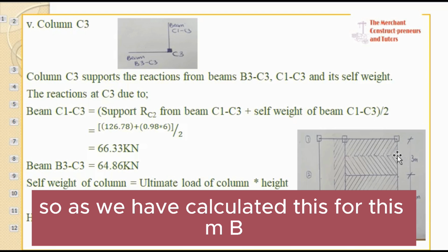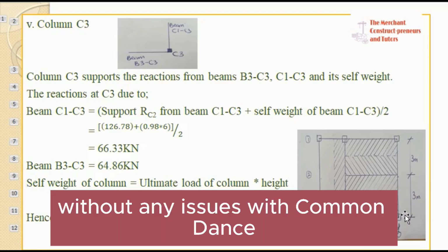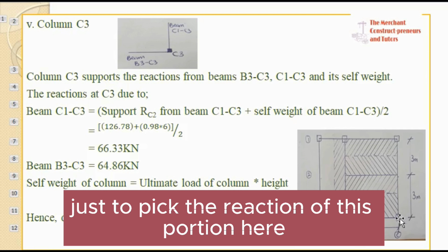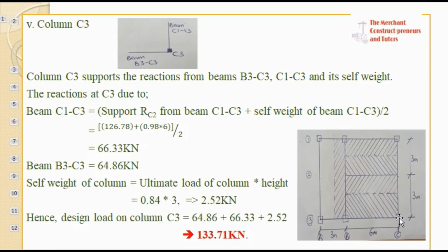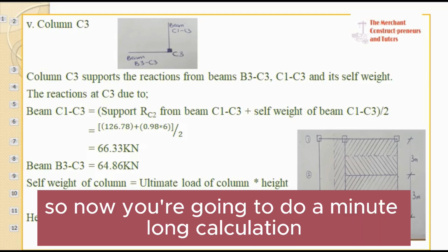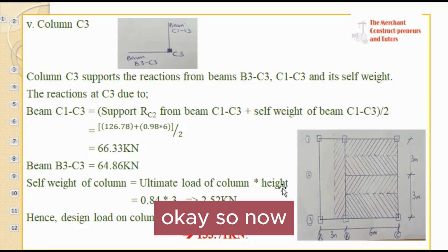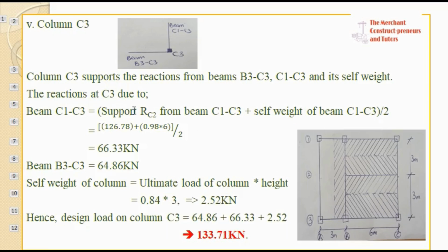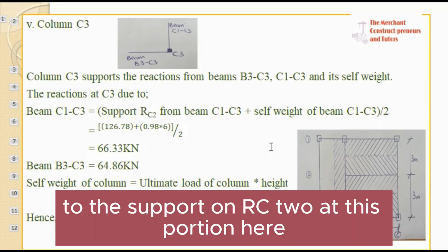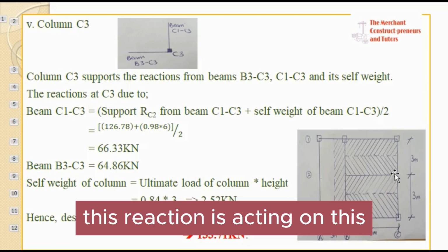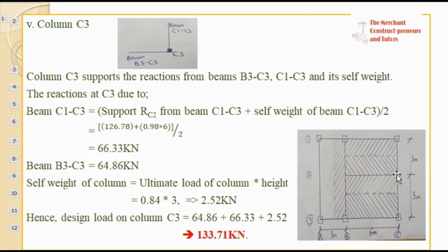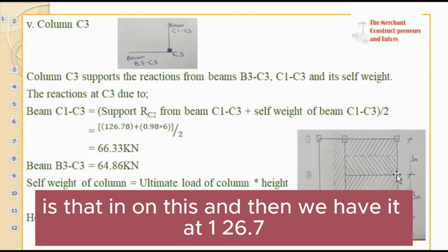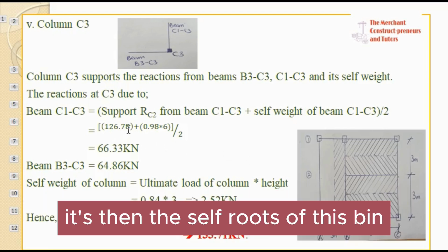So assuming we had calculated this for this beam, we don't have any issues with coming down. What we just need is to pick the reaction at this portion here and then move on. So now we are going to do a mini long calculation. The support on RC2 at this portion here, this reaction here is acting on this. And then we have it as 126.78 reaction there.